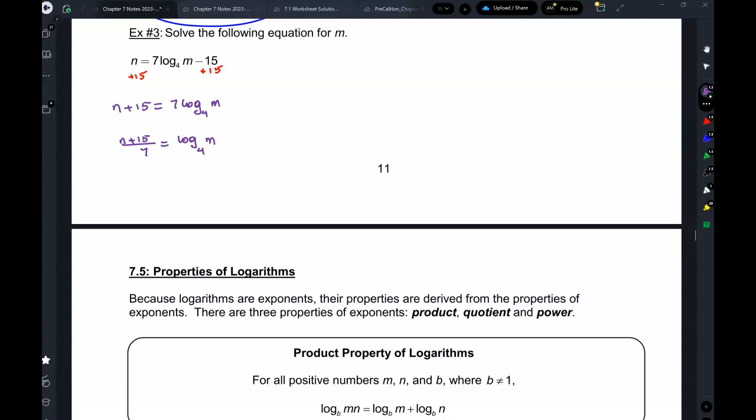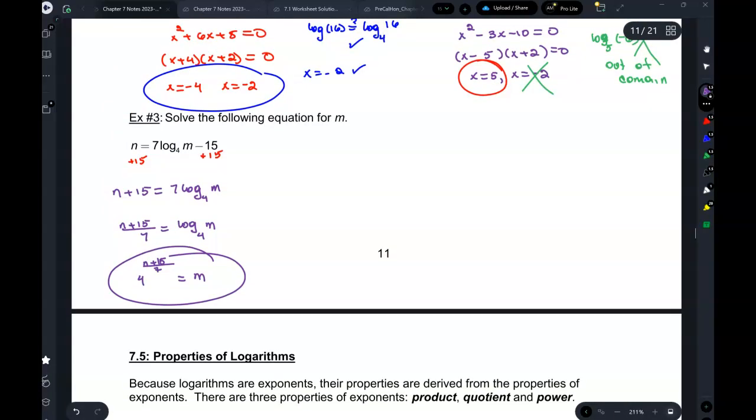Every exponent needs a base. What's the base? 4. So 4 to the power of this lovely exponent, n plus 15 over 7, is equal to m. Okay? Right? And that's okay. It can look like that. That's totally fine, right? And there we go. That's 7.3 and 7.4 for you, right? All right.